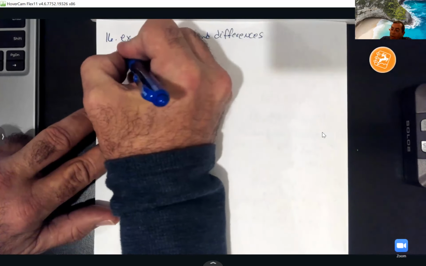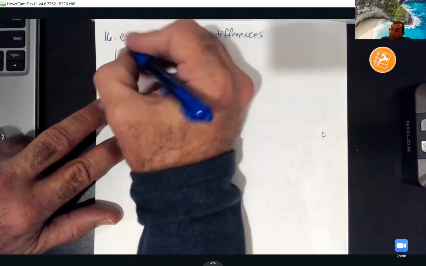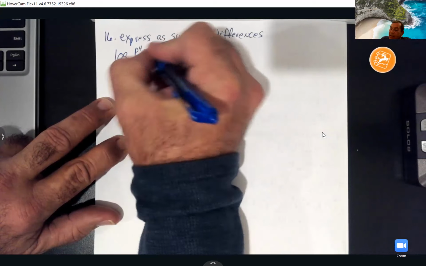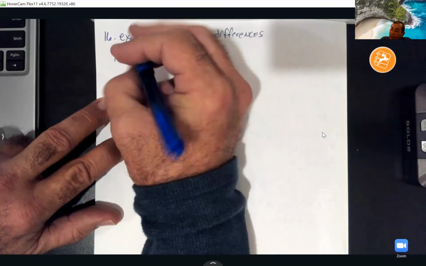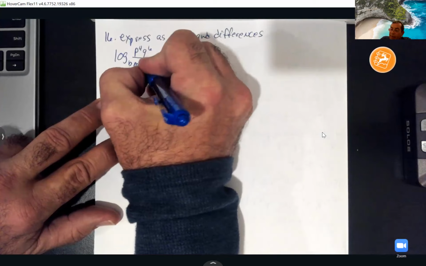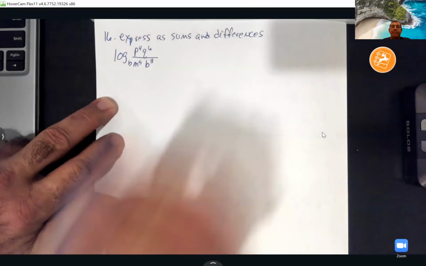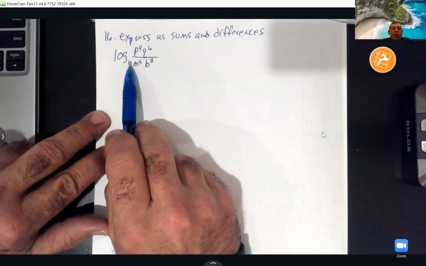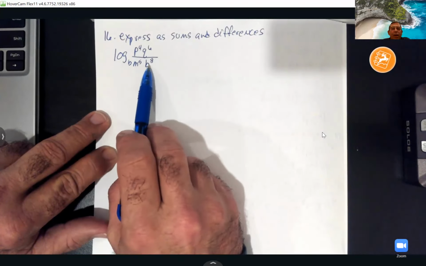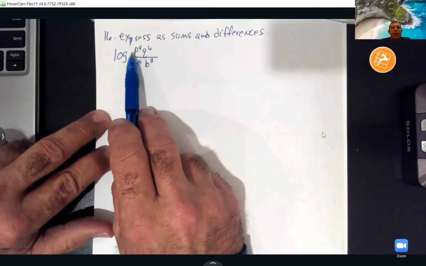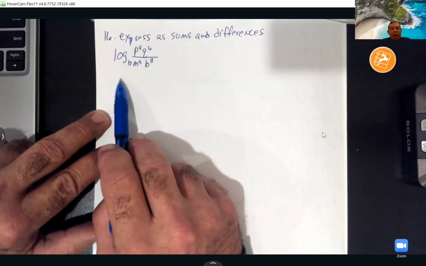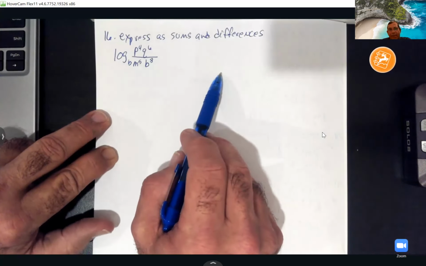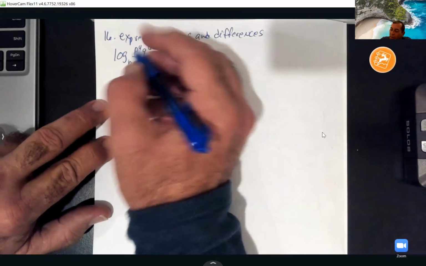So I've got log base B of P to the 4th, Q to the 6th, over M to the 5th, B to the 8th. The trick on this is to distribute the log base B to all 4 of these terms. And remember, the terms on top will be positive, and the 2 terms on the bottom will be negative. So distribute the log base B to everybody.